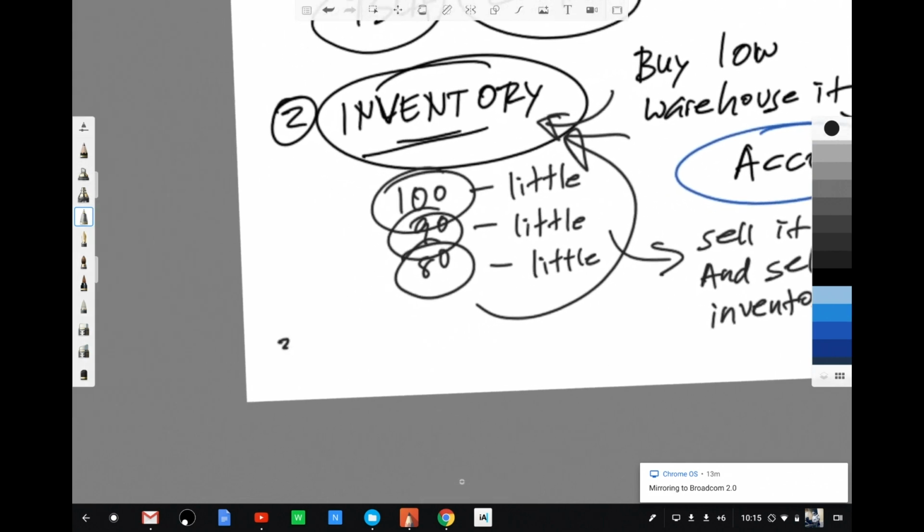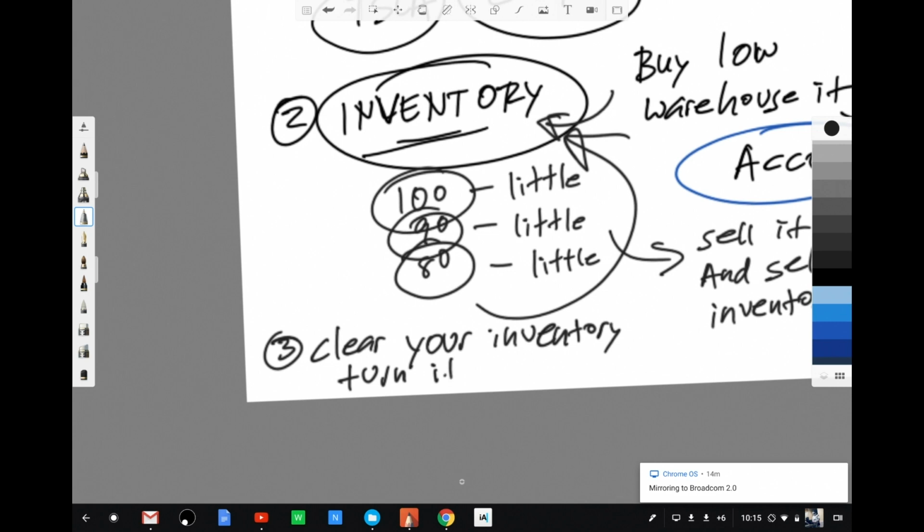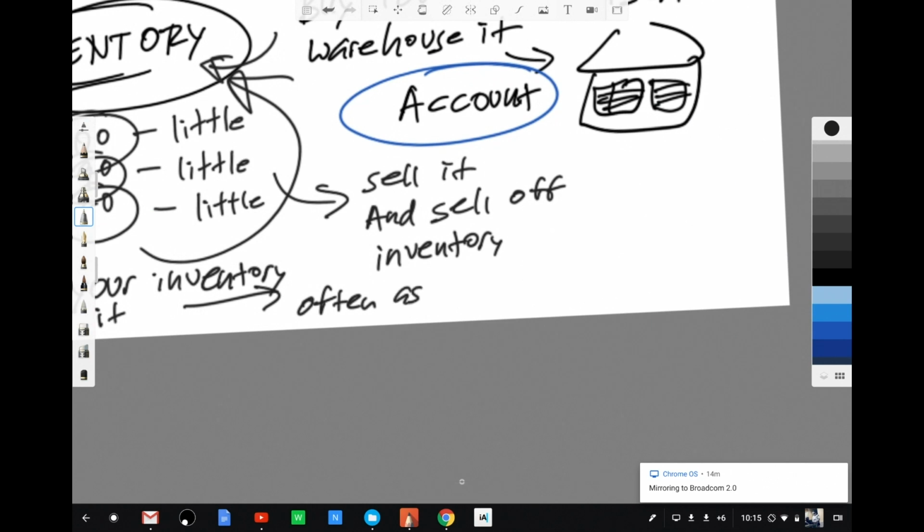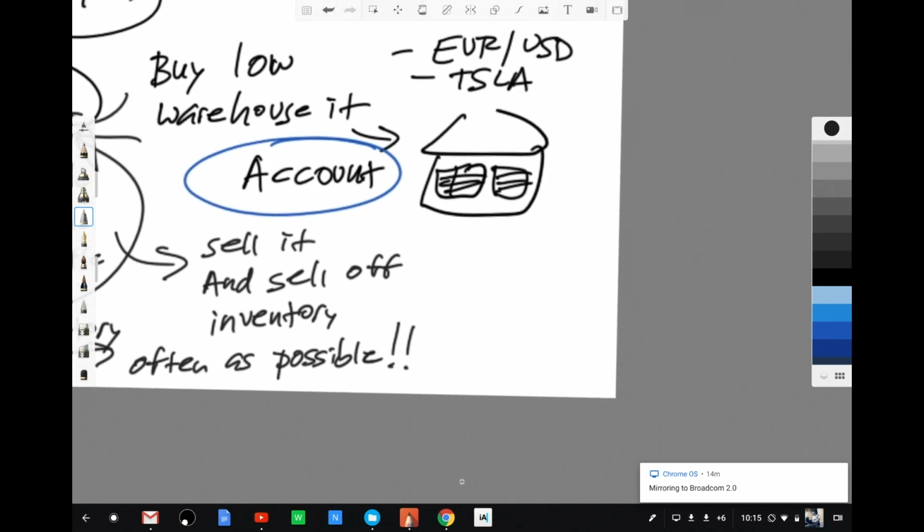So that's number 3 on the list. Clear your inventory. Or as Sean Campbell said in inventory trading, turn it. Turn your inventory as often as possible. That means if you've made 0.5%, 0.2%, 1%, 2%, you're going to clear your inventory out. And your entire job as a trader is going to be to bring things into your inventory and then get them out of your inventory.